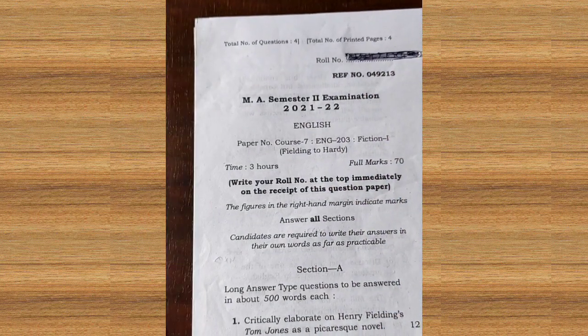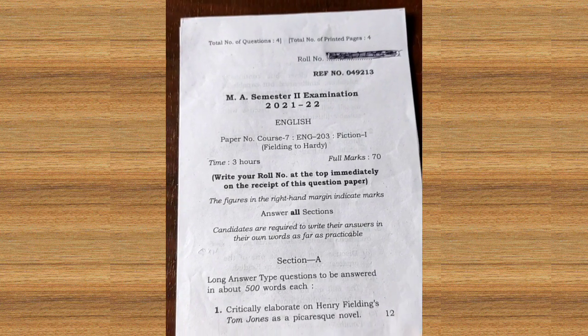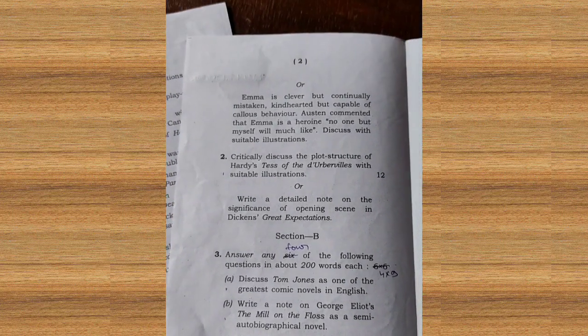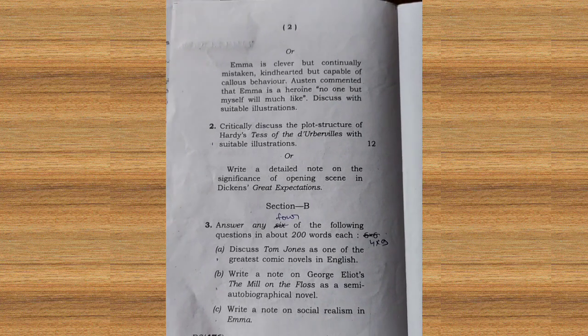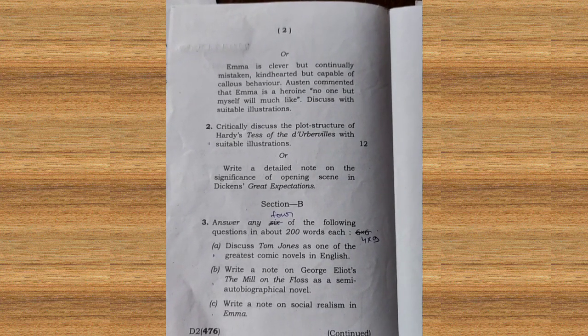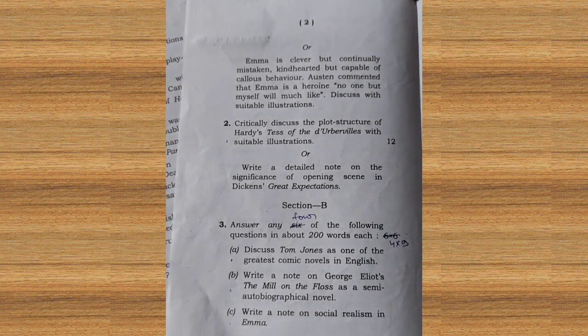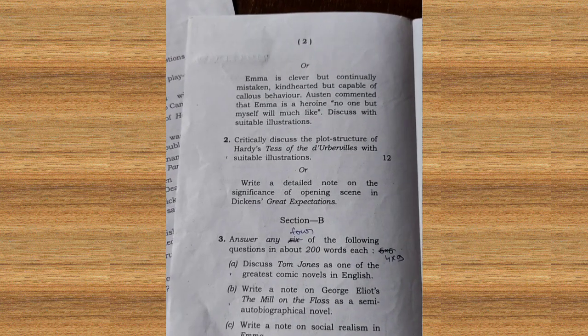And then it is the fiction paper. In the fiction paper, first there is a 12 marks question, then again a 12 marks question, 2 questions. And then there cannot be explanation questions from fiction, because from fiction they cannot ask explanations. So for that you will have questions, like 6 questions.